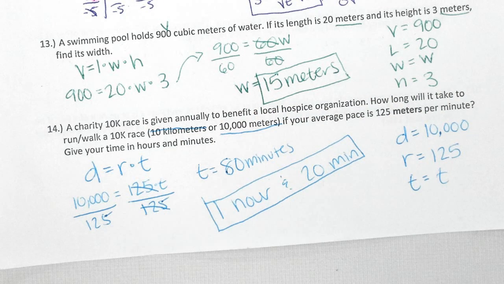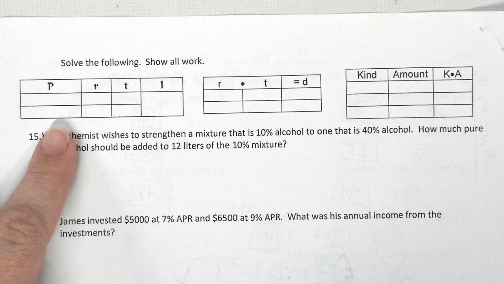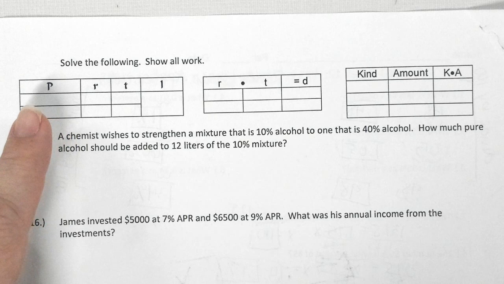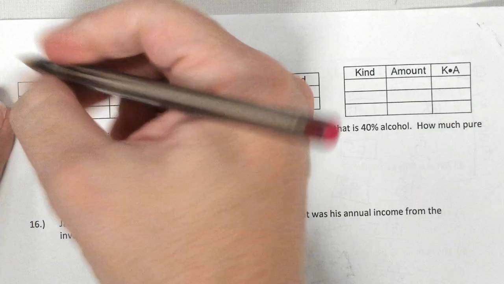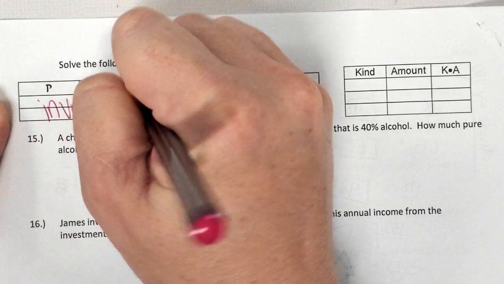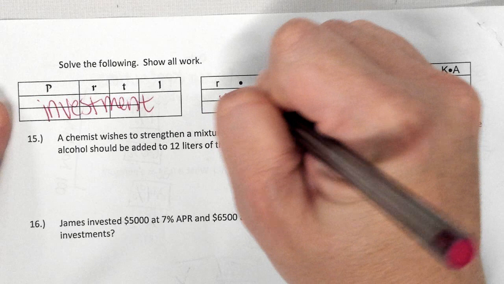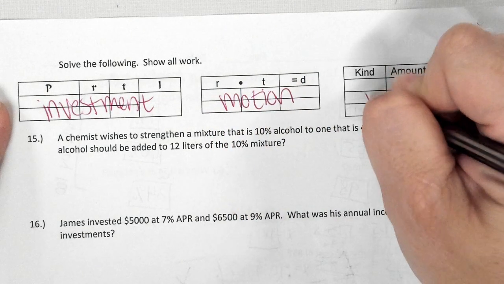Okay, that was the older stuff. Now let's flip to the newer stuff. Okay, so we have the tables at the top. Just a reminder, this is investment. This is your motion. And this is your mixture.